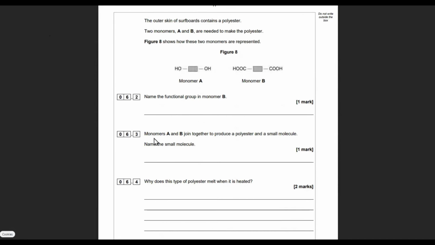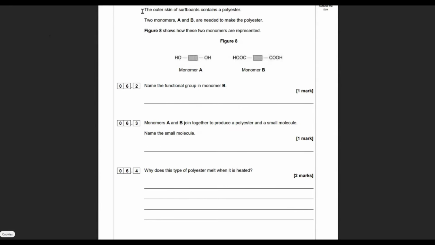Let's go down to 6.2. The outer skin of the surfboard contains a polyester. The 2 monomers A and B are needed to make the polyester. Figure 8 shows how these 2 monomers are represented. We've got monomer A here with 2 OHs, 1 OH on each side of the square there, and we've got COOH on either side of the square for monomer B.